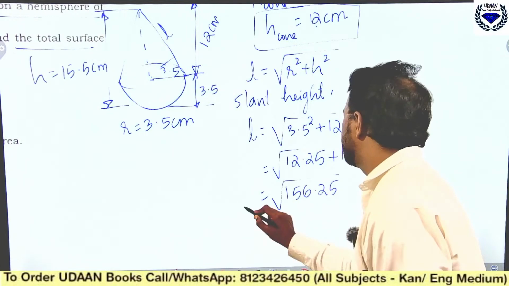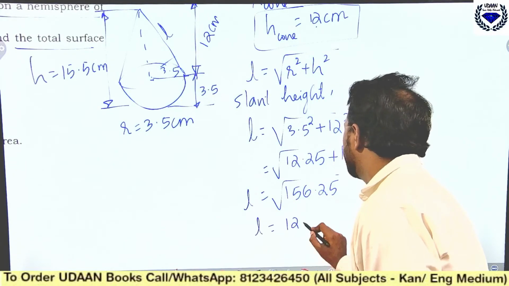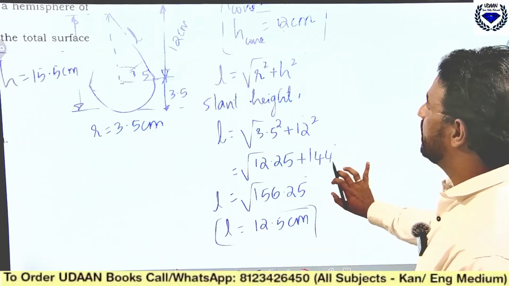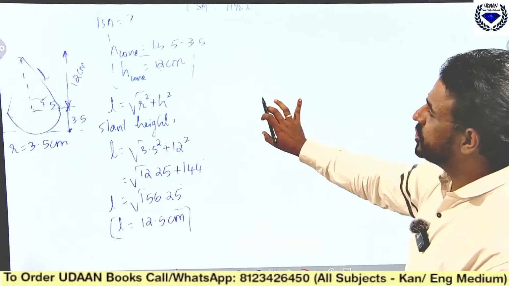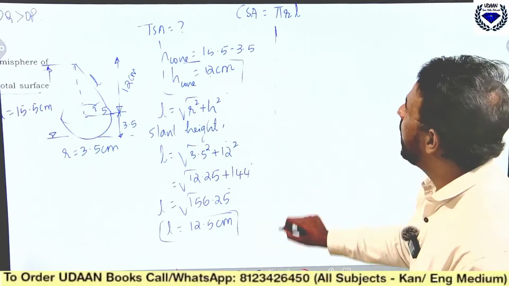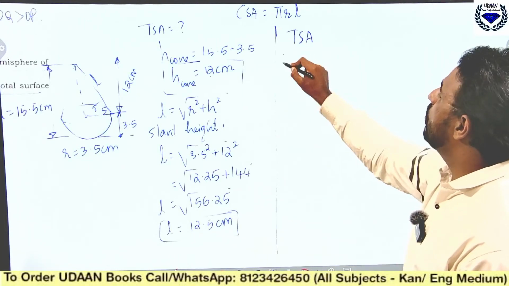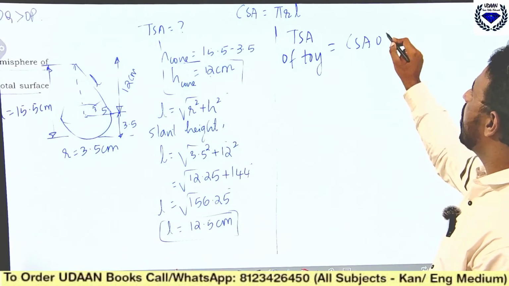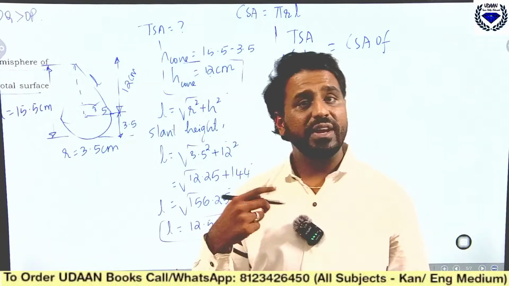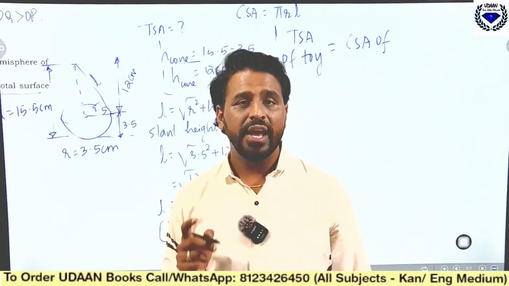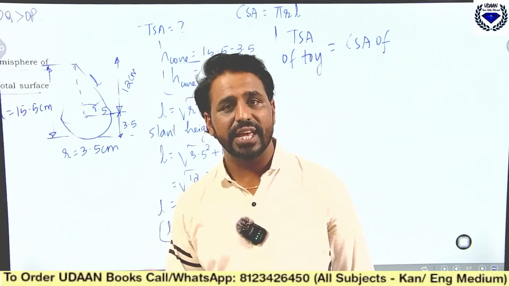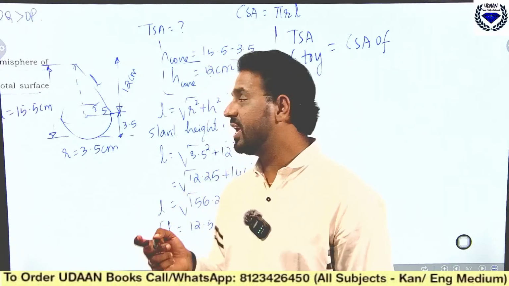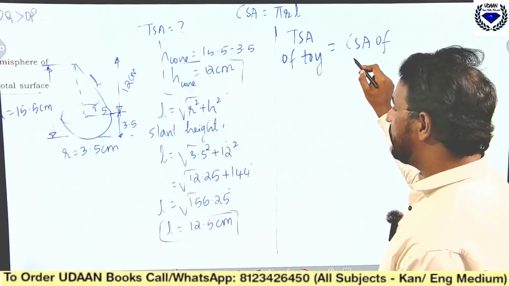Then you get 156.25, root of that is L. So L you will get 12.5 centimeter. Okay, so like this you should be able to solve. Now what should you do? After this you should find the TSA of the toy. So what is the formula for TSA of the toy? Remember, whenever they ask you to find TSA, you should add CSA and CSA. If you add the CSAs, then only you will get the TSA. So here CSA of cone.